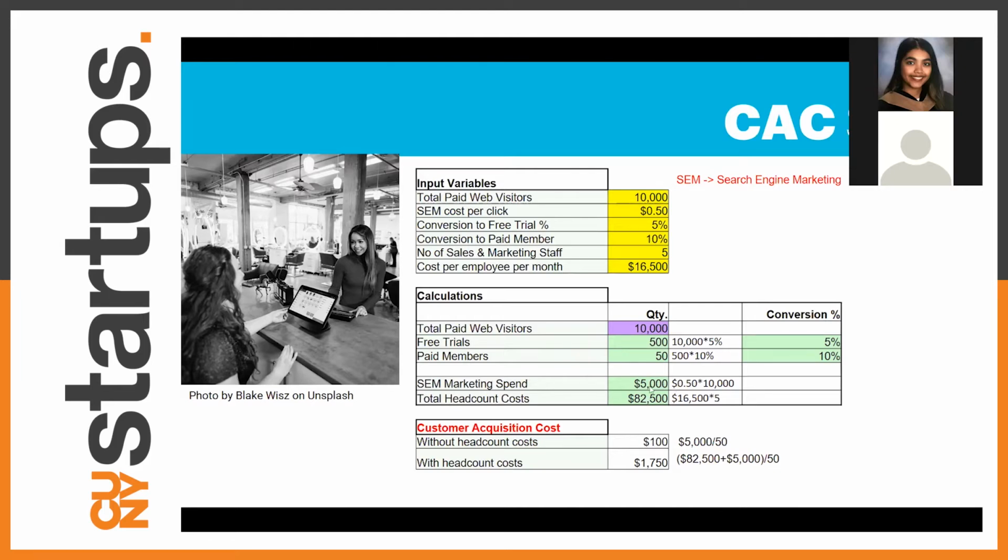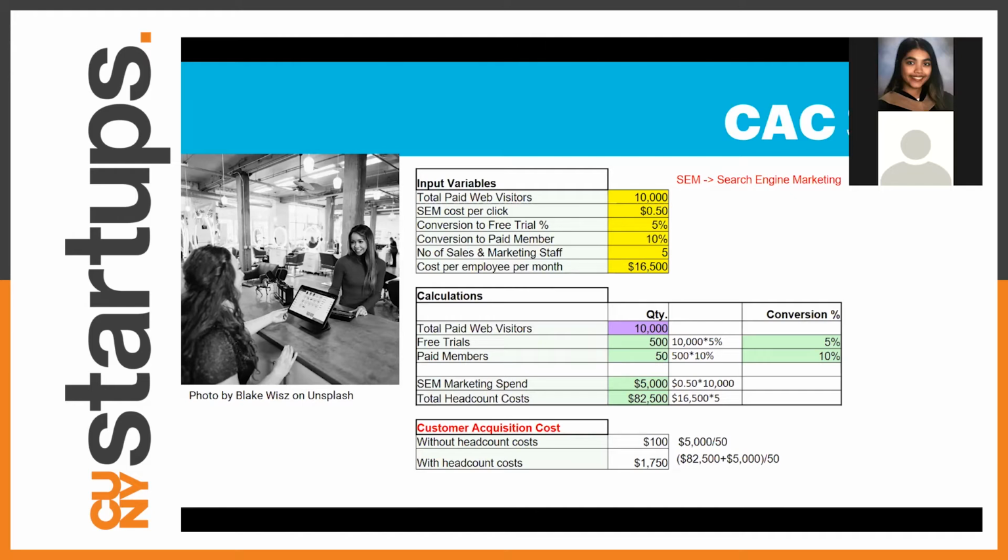So if you just look at the 5,000 and you divide it by the 50 paid members, it costs you $100 per member. But if you include how much you're paying for employees, which was $82,500, then the customer acquisition cost, the cost for one customer, is $17,500. And so there's sometimes where you would include your sales and marketing staff, and sometimes where you might not include them.